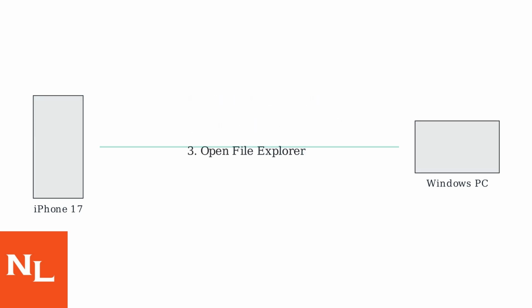On your PC, open File Explorer. Your iPhone should appear as a portable device or your iPhone's name. Navigate to internal storage, album folders. Then, simply drag and drop or copy-paste your desired photos and videos from these folders to your PC.